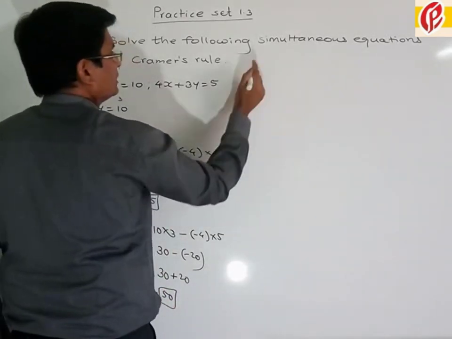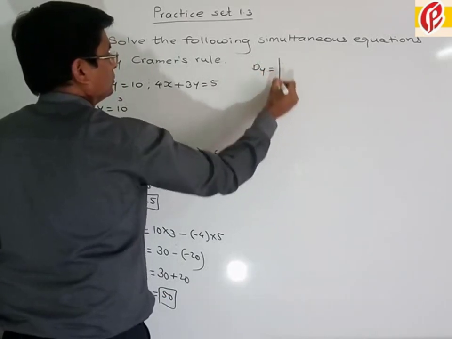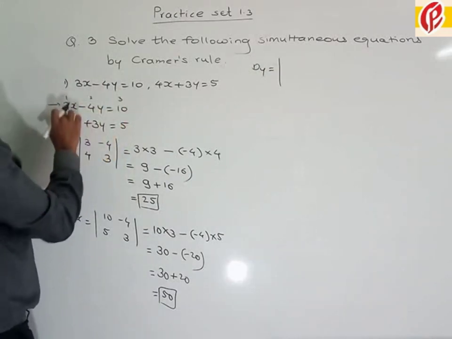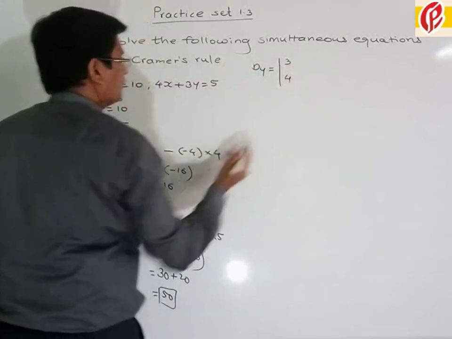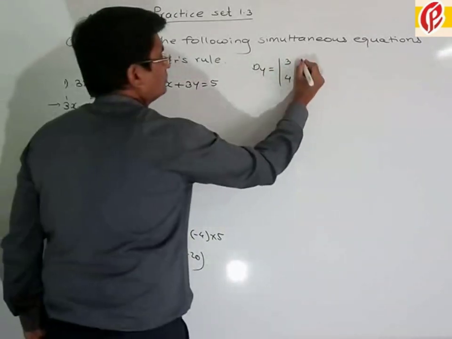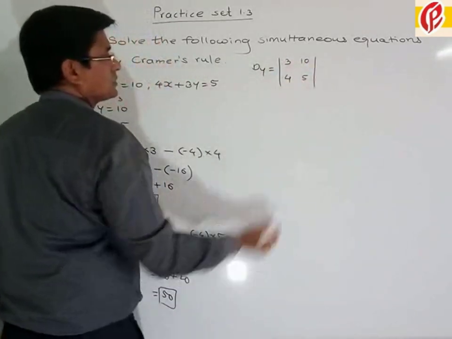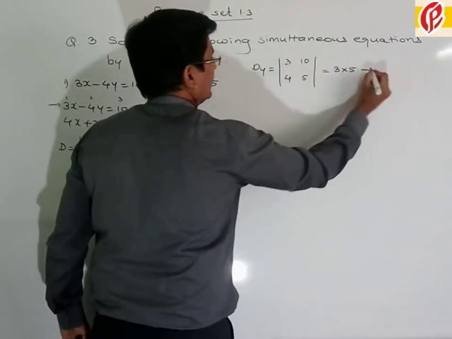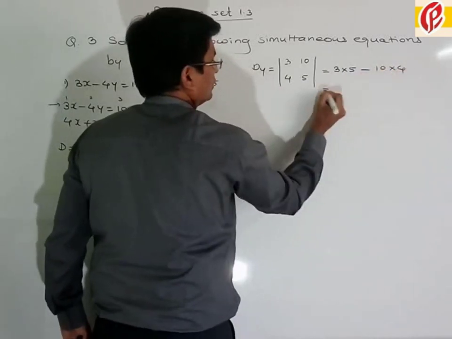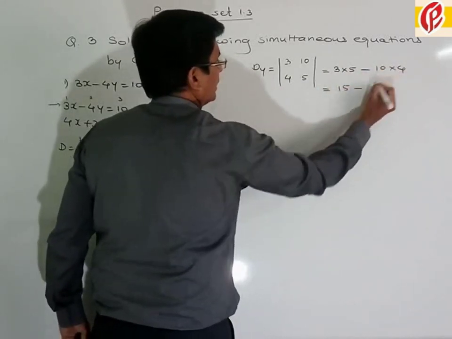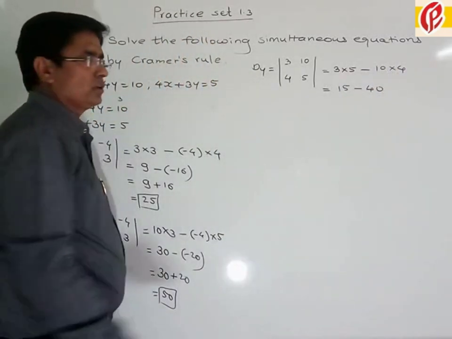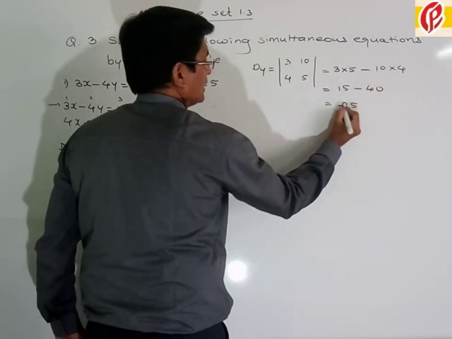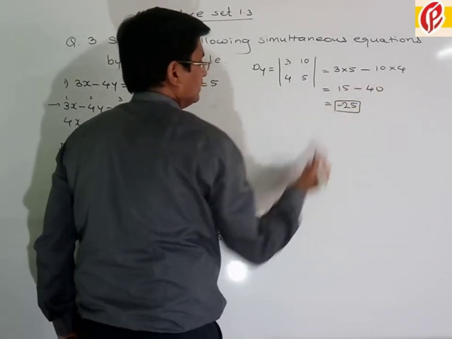Then dy, the number is 13. So dy, 13 means 1 and 3. So the column is 3 4 and 10 5. So 3 into 5 minus 10 into 4. 3 into 5, 15, and 10 into 4, 40. So 40 minus 15, 25, and greater number sign, minus 25.